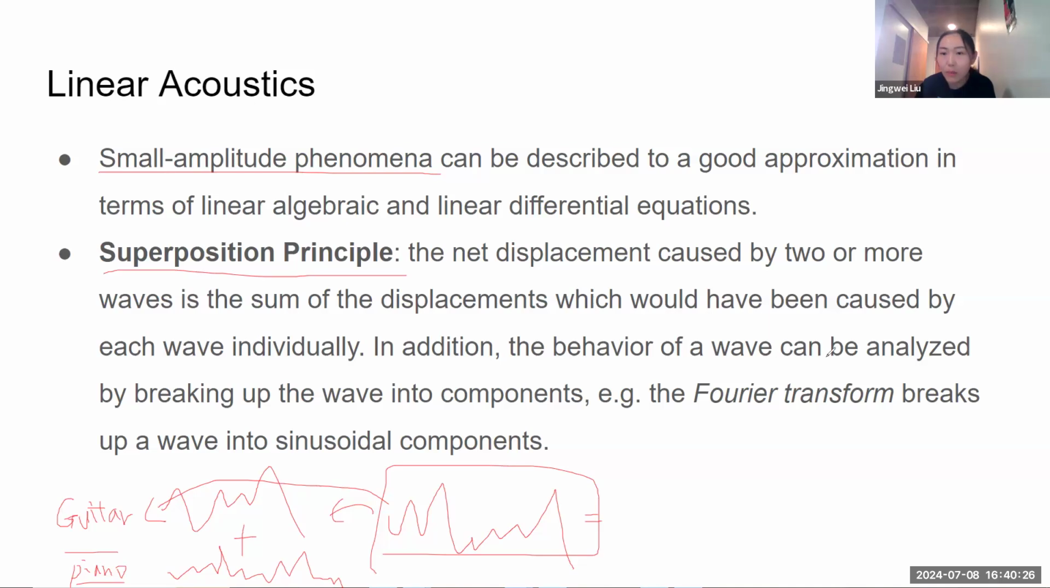In addition, the behavior of a wave can be analyzed by breaking up the wave into components. The Fourier transform breaks up a wave into sinusoidal components, and the Fourier transform is also a linear transformation. So linearity gives us a lot of convenience when we decompose and analyze these sound models. And also, the reason why, when we're hearing a mixed sound with different sources, like now you're hearing me talking and maybe there's some background noise, you can still distinguish them pretty well, is partially because of this superposition principle.